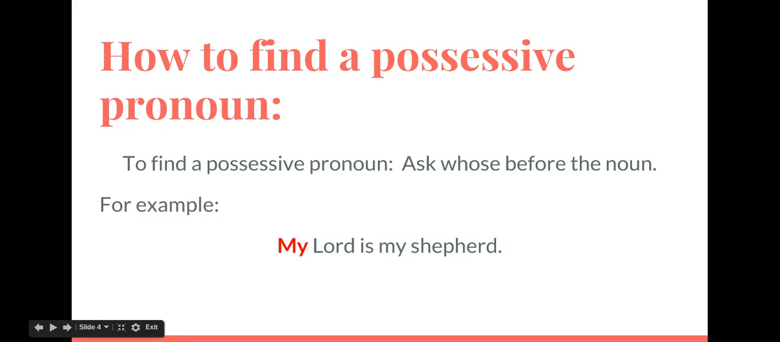How to find a possessive pronoun. To find a possessive pronoun, ask whose before the noun. For example, my Lord is my shepherd. Whose Lord is my shepherd? My. So my, in both cases actually, would be your possessive pronoun.